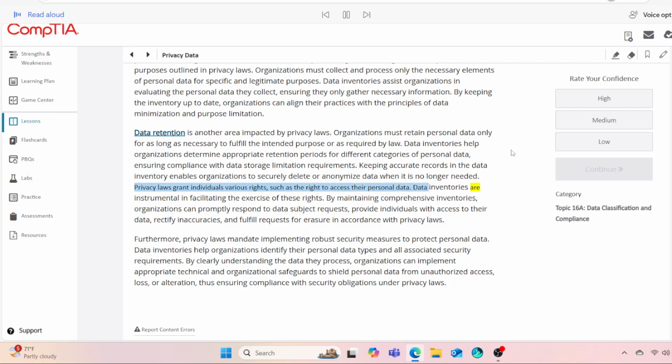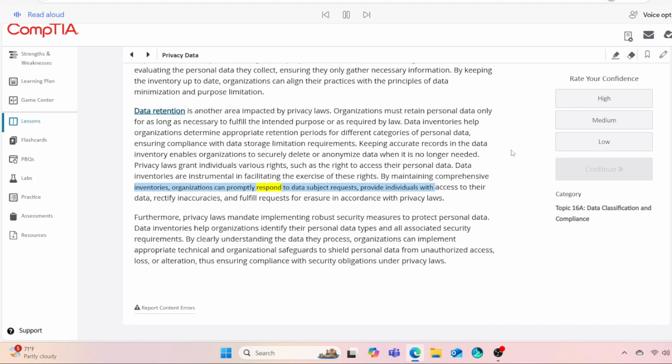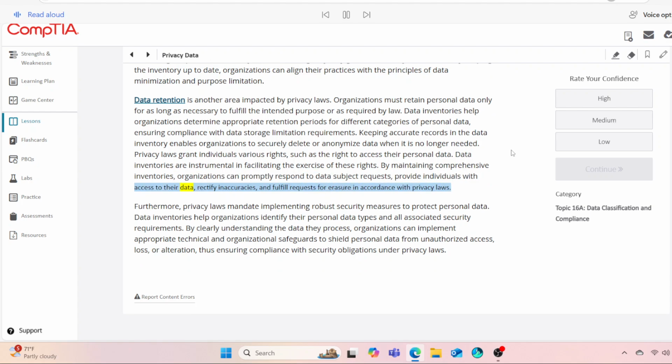Privacy laws grant individuals various rights, such as the right to access their personal data. Data inventories are instrumental in facilitating the exercise of these rights. By maintaining comprehensive inventories, organizations can promptly respond to data subject requests, provide individuals with access to their data, rectify inaccuracies, and fulfill requests for erasure in accordance with privacy laws.